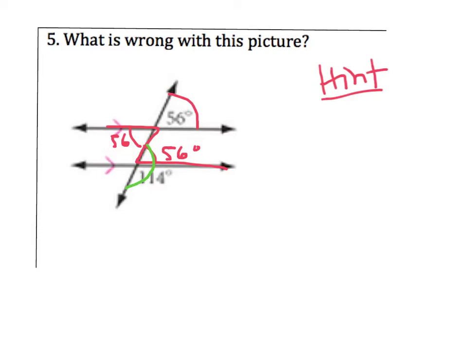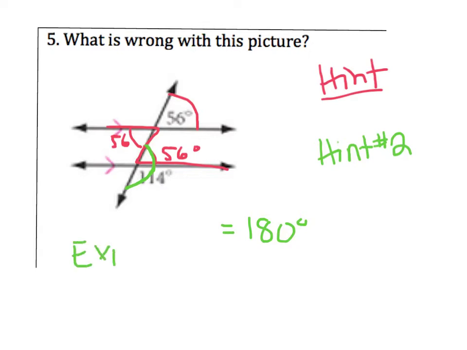Pause the video, try and figure it out. Hit play when you're done. Ready, pause. Right. Hint number 2 says that these two angles should add up to equal 180 degrees, but they don't. So I'd like you to explain either in words or numbers why they do not add up to equal 180 degrees. Pause the video, finish problem 5, hit play when you're done. Ready, pause.